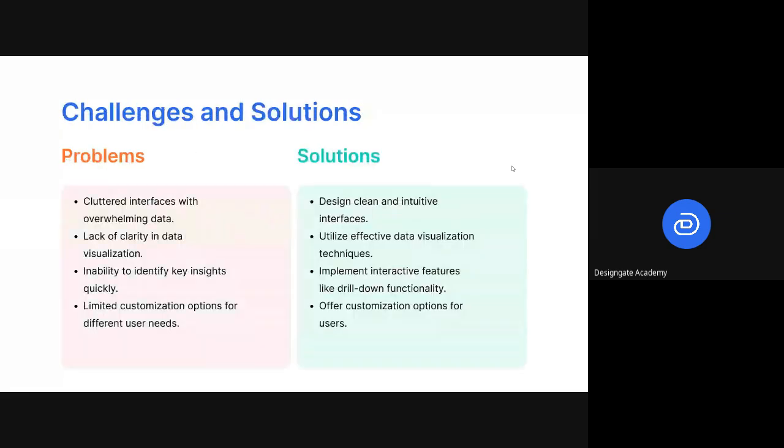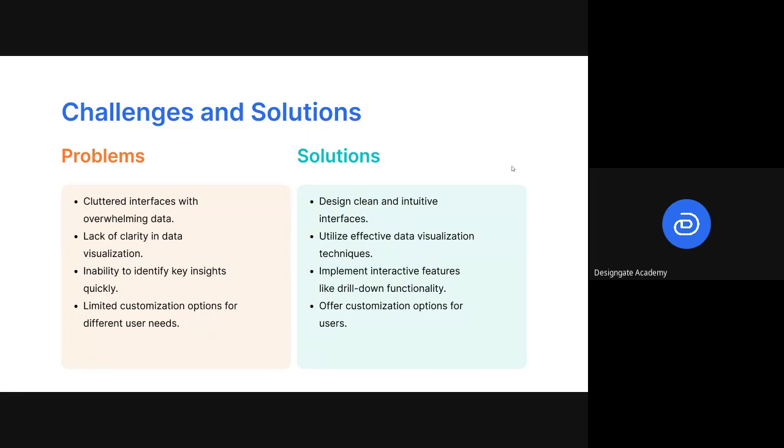Now, what are the problems a lot of them face? One of the main problems most dashboards face will be cluttered interface with overwhelming data. There are some dashboards you look at, the data is just so much. Is there anyone here that does not understand what I mean by dashboard? Raise up your hand. Okay, so we're on the same page, great, awesome. So some of the problems you might see with most dashboards is cluttered interface with overwhelming data. For that one, you can create a design that is clean and intuitive.